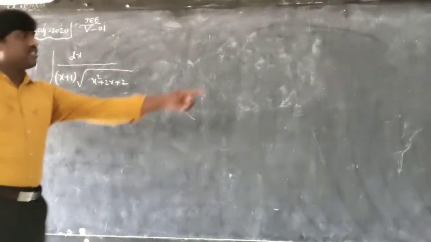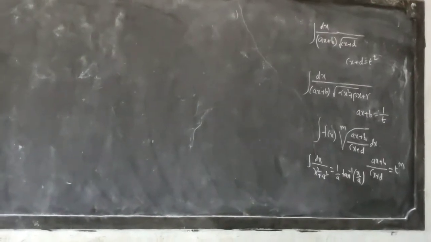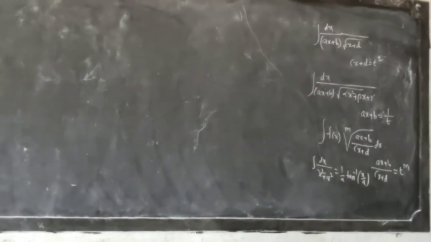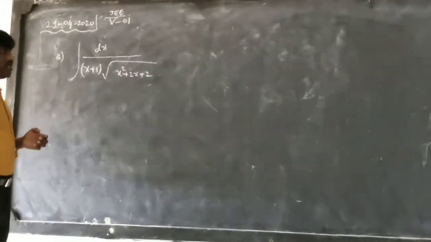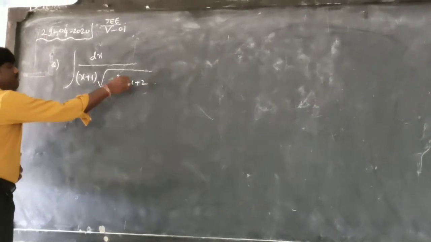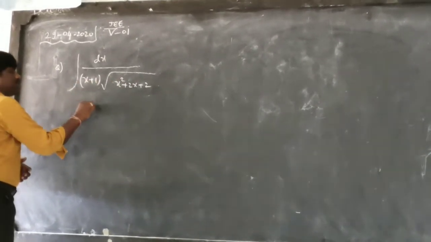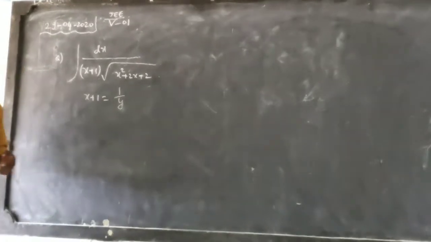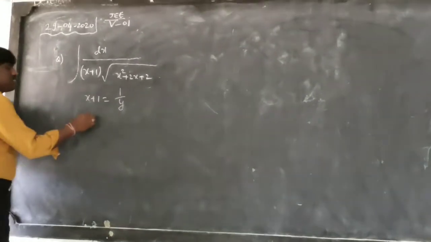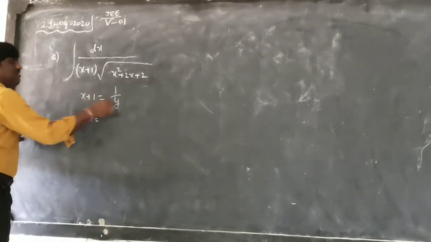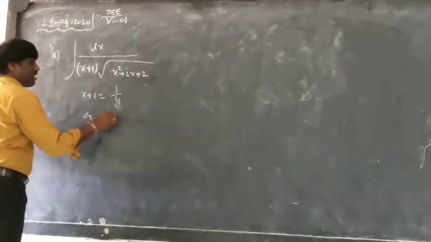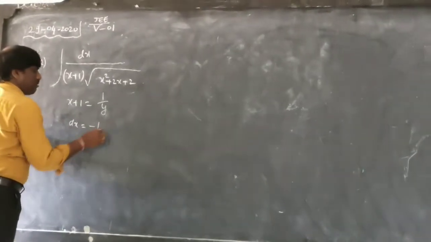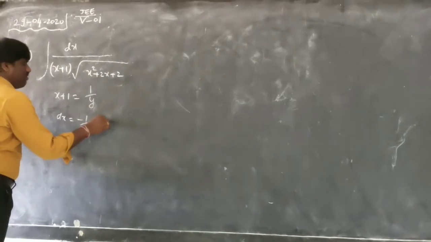So for solving this one, the rule is: ax plus b is equal to 1 by t, you have to take. See here, ax plus b is equal to 1 by t. So here x plus 1 is equal to 1 by y. The differential of this is dx is equal to, what is the differentiation of 1 by y? That is minus 1 by y square dy.